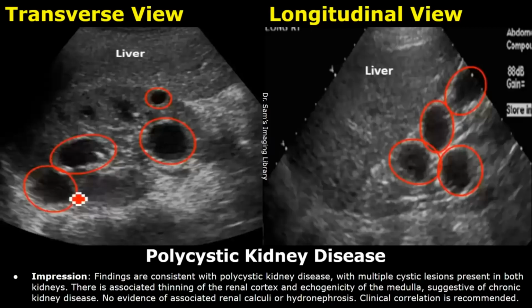In the impression you can mention the polycystic kidney disease with multiple cystic lesions present in both kidneys, and if there are other abnormalities as well, you can mention them here, and in the end you can write about clinical correlation.